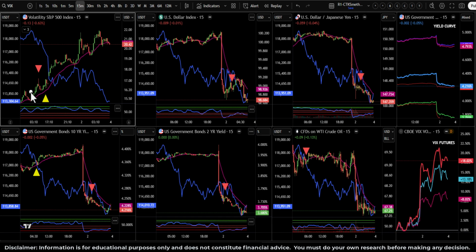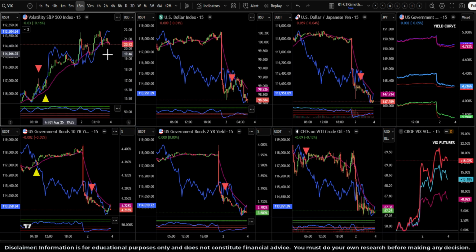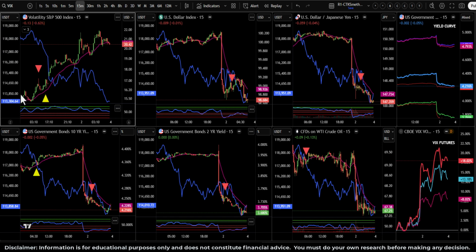Heading back to row 1, there's a very important relationship here that you need to know about. If I invert Bitcoin, you can see that the VIX and the inversion of Bitcoin move together. This is an incredibly important relationship. What it basically means, if the VIX is going up, guess what's going to happen to crypto? But it's not just crypto.